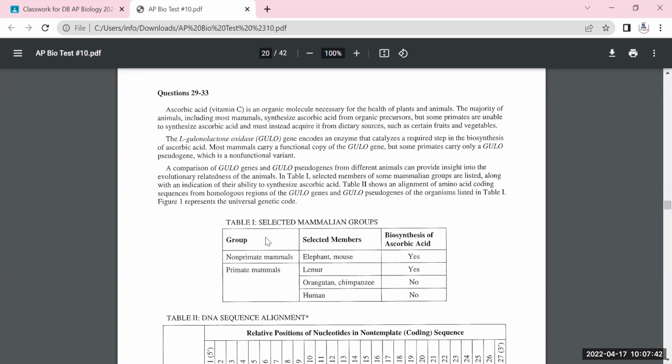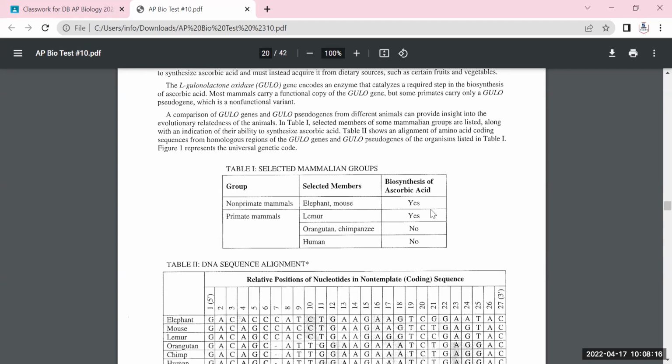A comparison of GULO genes and GULO pseudogenes from different animals can provide insight into the evolutionary relatedness of the animals. In Table 1, selected members of some mammalian groups are listed, along with an indication of their ability to synthesize ascorbic acid. Table 2 shows an alignment of amino acid coding sequences from homologous regions of the GULO genes and GULO pseudogenes of the organism tested in Table 1. Okay.